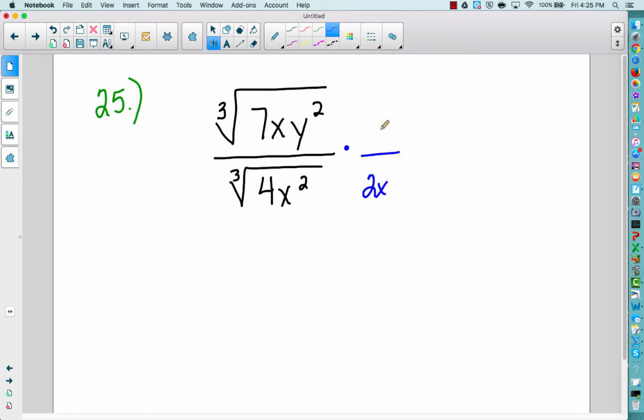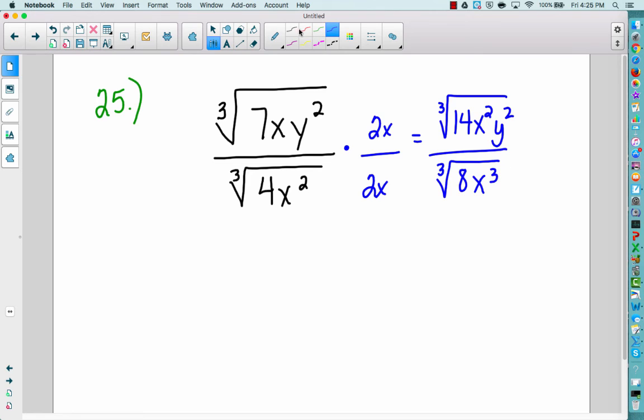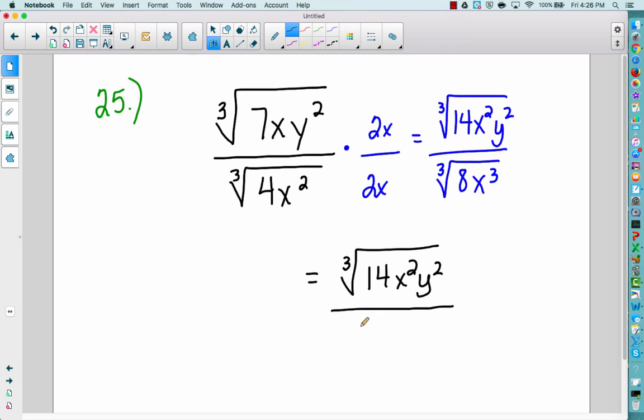All right, so 2x. The top you're going to multiply by 2x. That's going to give me 7 times the cubed root of 14x squared y squared. And in the bottom I'm getting the cubed root of 8x cubed. Simplifying the top, it doesn't simplify. So 7 and then the cubed root of 4x squared y squared. On the bottom, you're going to get the cubed root of 8 is 2. The cubed root of x cubed is x. So hopefully you got that answer.